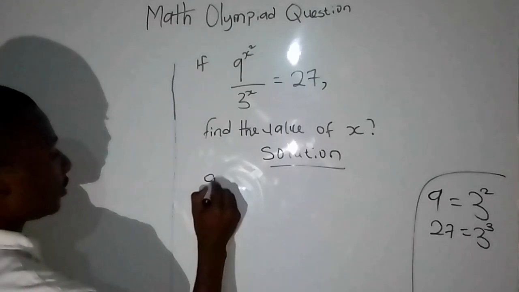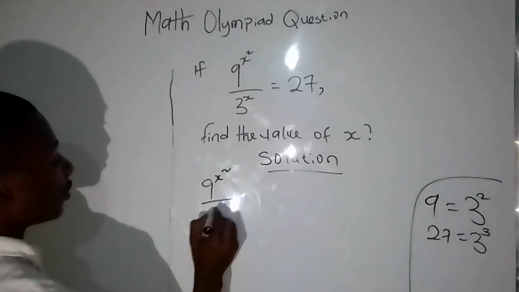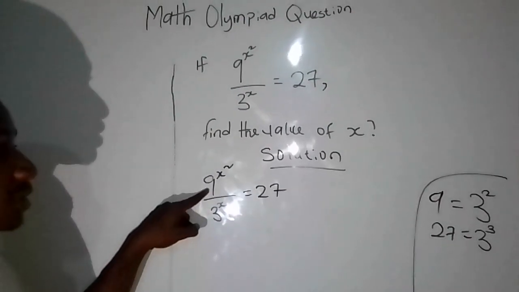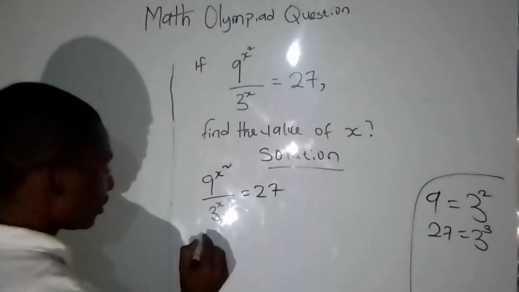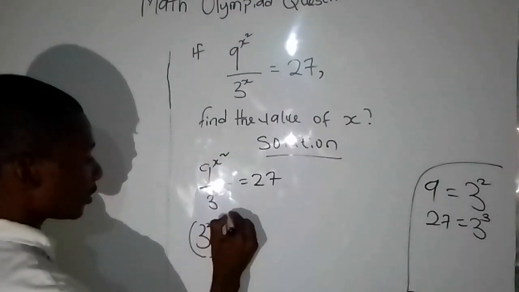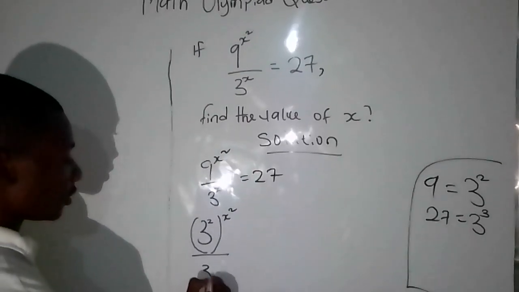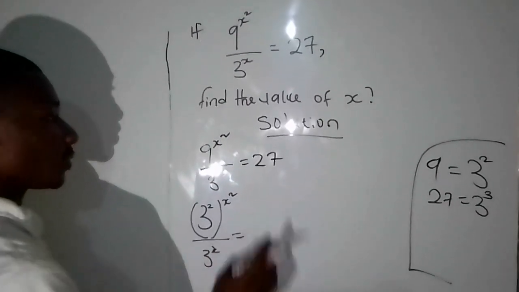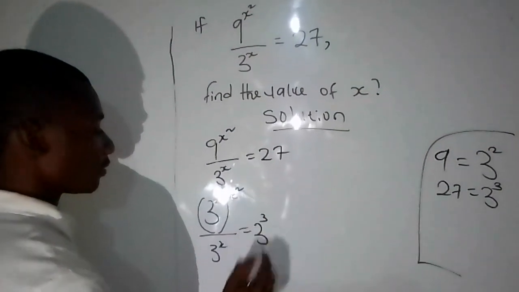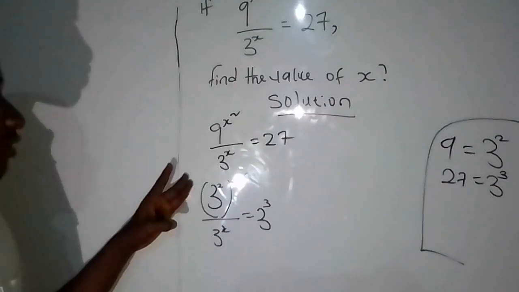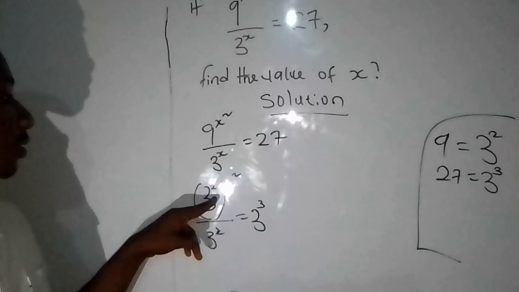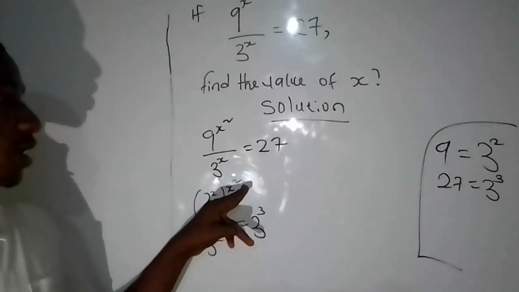Now the question says 9 raised to power x squared all over 3 raised to power x equal to 27. In place of 9, we are going to replace it with what? 3 raised to power 2 all raised to power x squared all over 3 raised to power x equals to, in place of 27, 3 raised to power 3. So now looking at it from the left hand side, particularly about the numerator, we have 3 raised to power 2 all raised to power x squared.